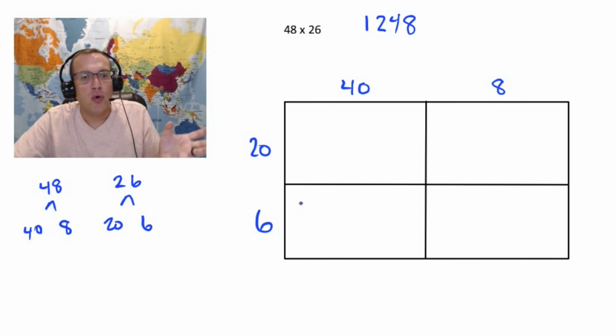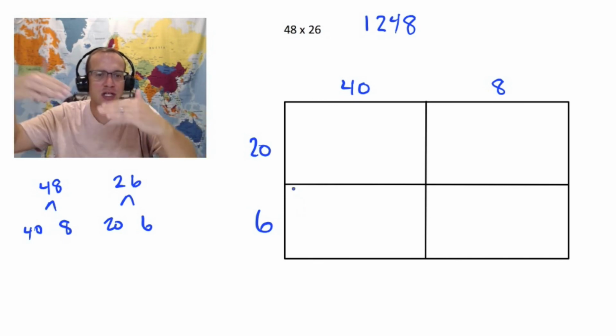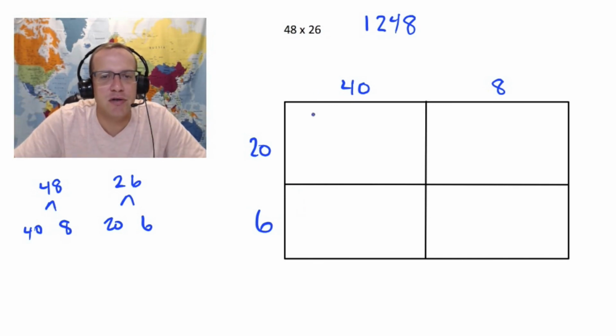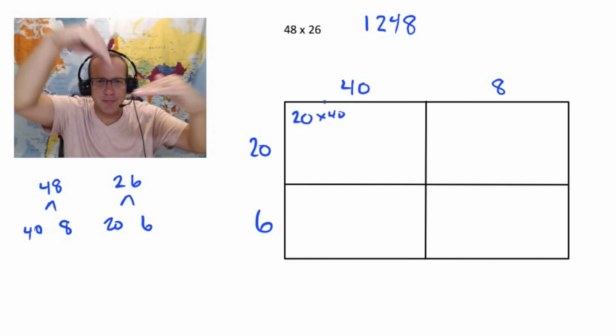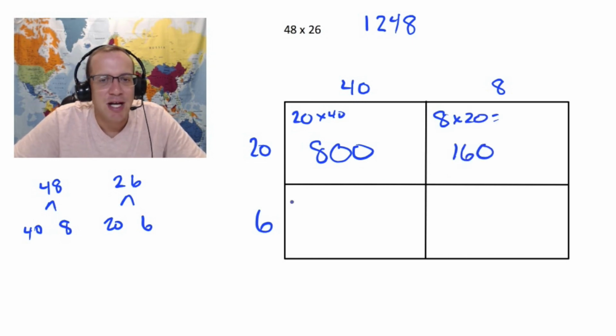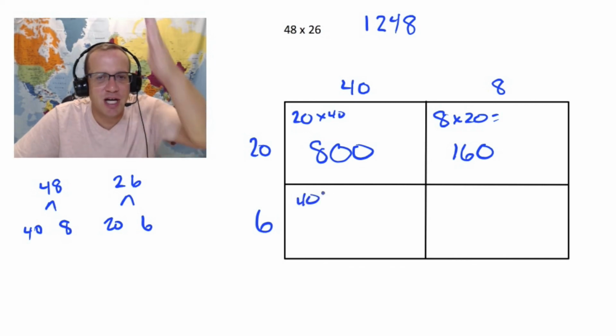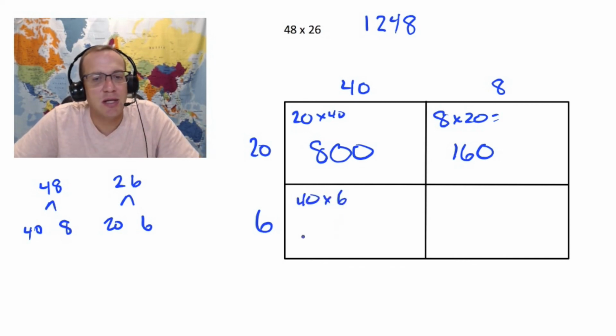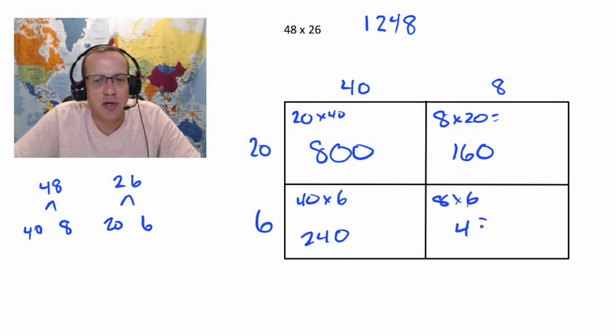Okay, so now we need to multiply to get all of our little boxes filled out. Let's go ahead and do that. Here we have 20 times 40. You can see how they kind of match up. So 2 times 4 is 8 with the 2 zeros, 800. In this box over here, we have 8 times 20. So that's going to be 16 with a 0 for 160. In this bottom box down here, we have the 40 on top matched up with a 6. 6 times 4 is 24 with a 0. And then finally, we have 8 times 6. That's pretty easy. 8 times 6 is 48.